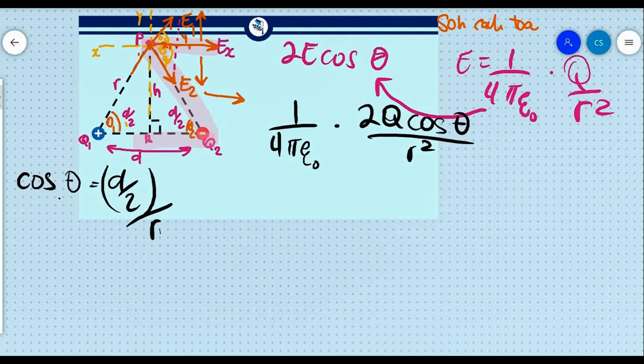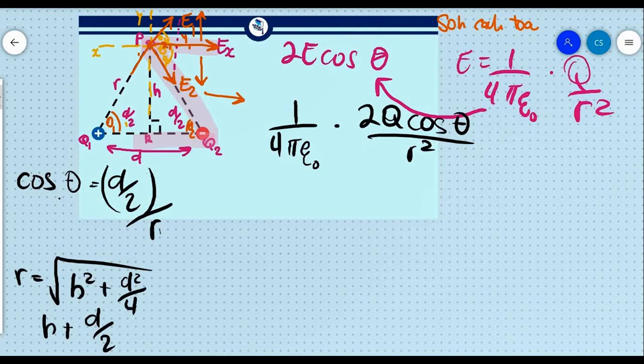Okay? Also, we need to find out what r is equal to. R is the hypotenuse, and by Pythagoras' theorem, this side squared plus this side squared is equal to the square of this side. So R would be equal to the square root of h squared plus d squared over 4.